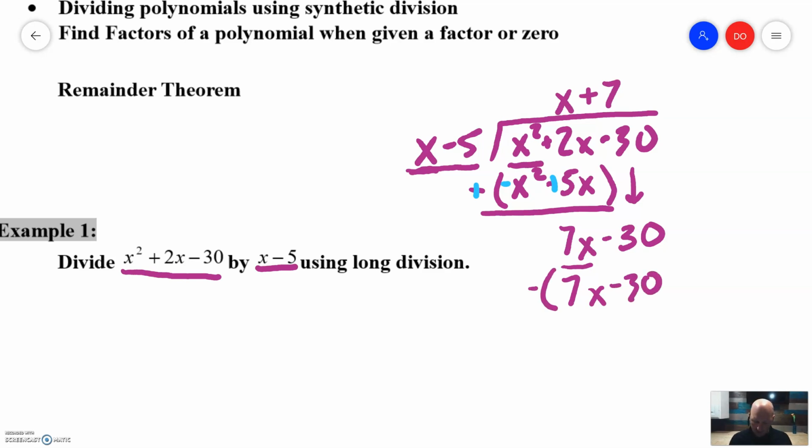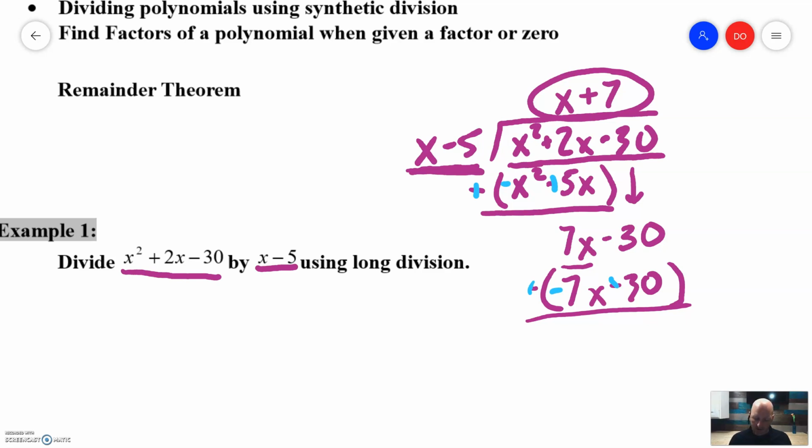And I'm going to subtract these values, which is just like adding opposites. And I have 7x plus a negative 7x is no x's. And I have negative 30 plus 30 is no constants left over. So when I take x squared plus 2x minus 30 and I divide out in x minus 5, my result is x plus 7. Now this result actually tells us a lot.